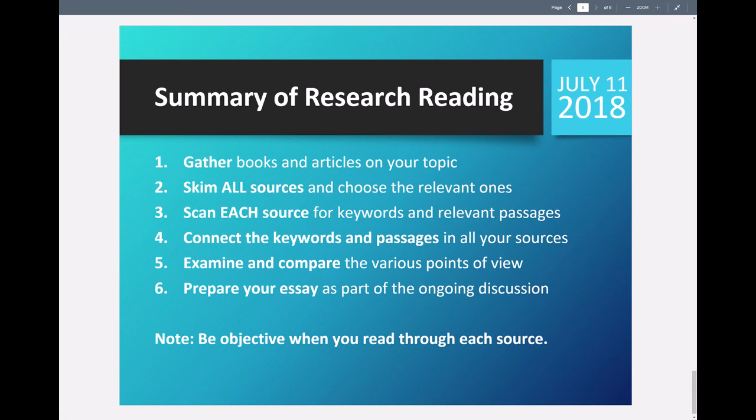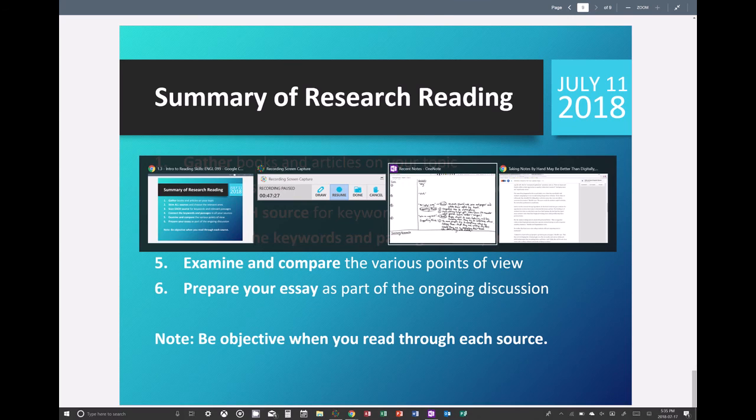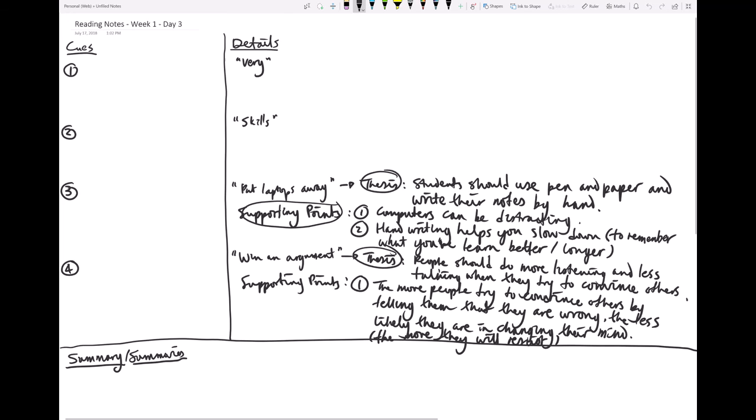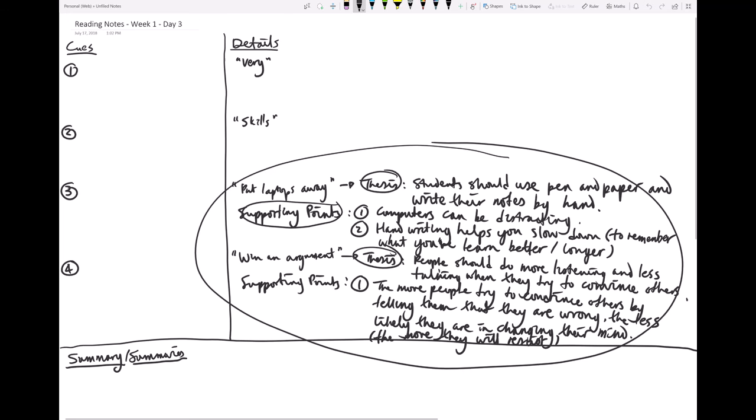And finally, be objective when you read through each source. Remember, you're taking notes on what the author is saying. And even if you're paraphrasing, you're writing their idea in your words. So it is not your idea, it is the author's idea. So everything that I wrote here is my notes on the author's idea, these are not my ideas. That doesn't come yet. Summary is writing their idea.